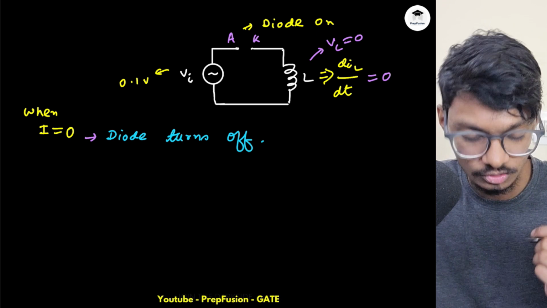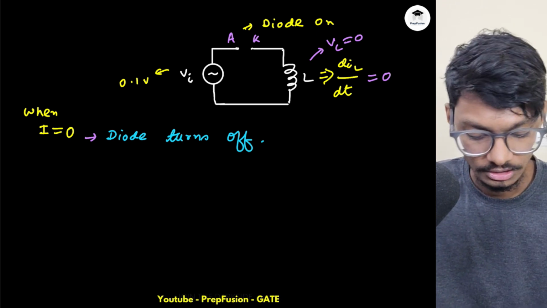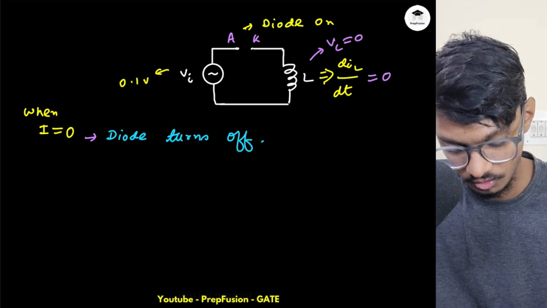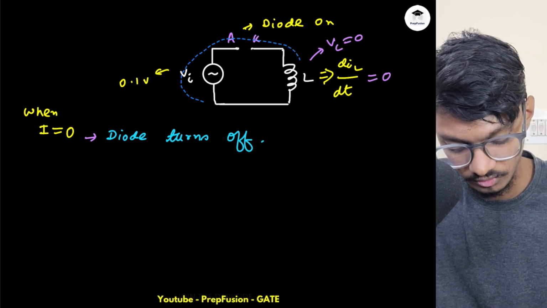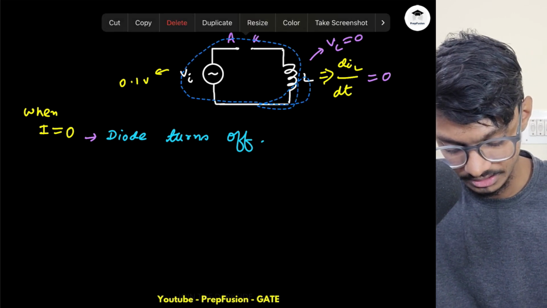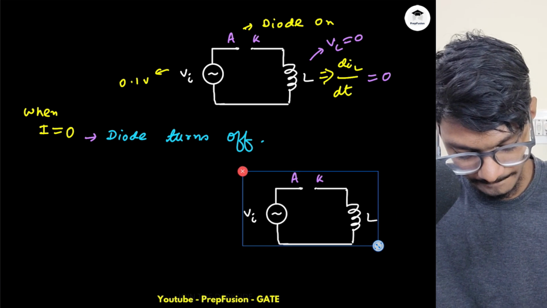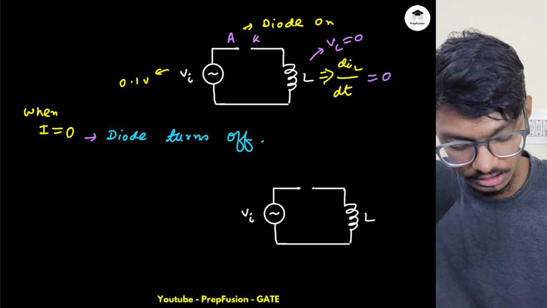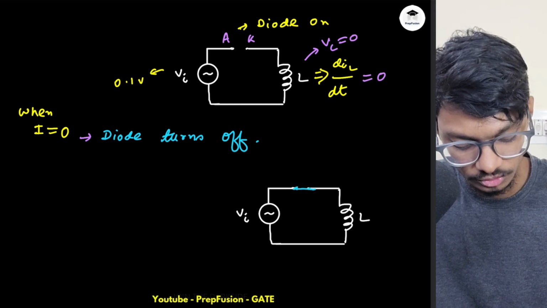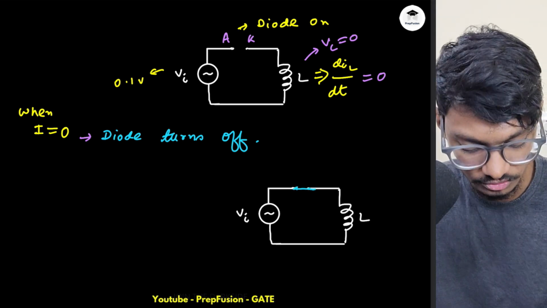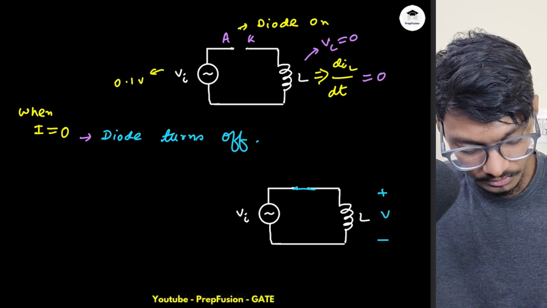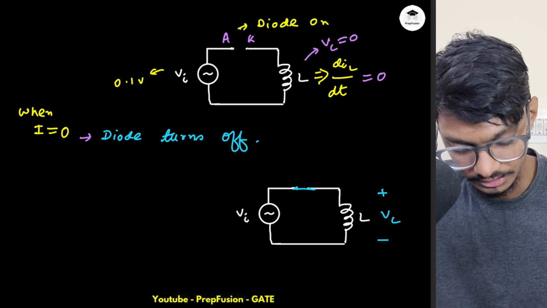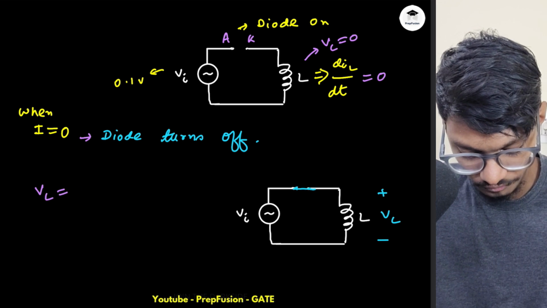So when does it reach 0? For that we have to write the current expression. If this diode is on, it is an ideal diode. They haven't mentioned the practicality of the diode, so ideally the voltage drop is 0. So what happens is this VL is directly equal to Vi. So VL equals Vi.